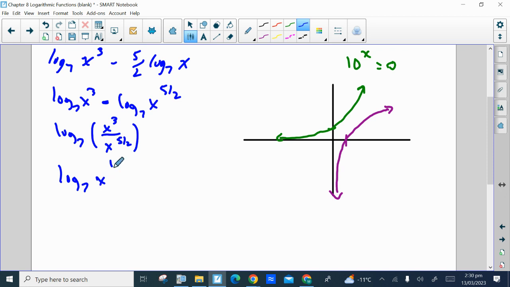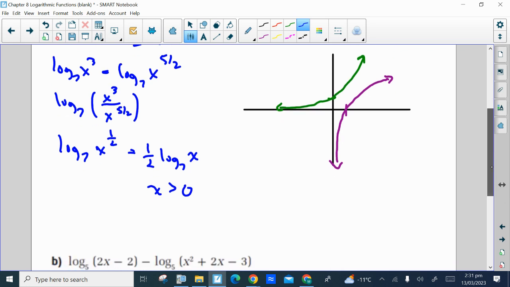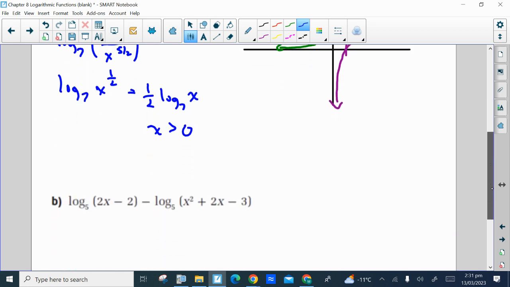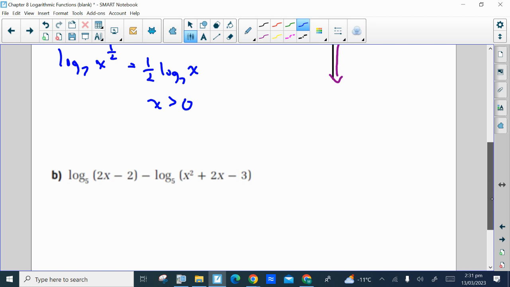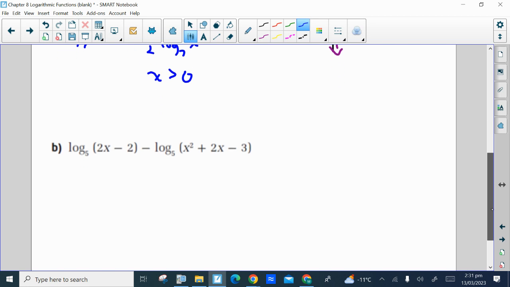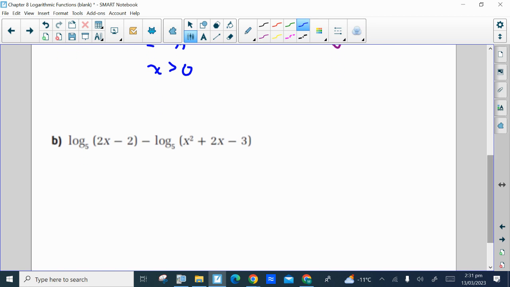Take away 5 halves, which is 1 half. So you can write it like that, or bring the 1 half in front. And again, the restriction here is that x must be greater than 0. So these next ones, the domain's going to change. Okay?